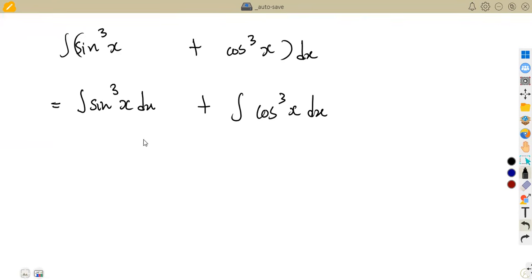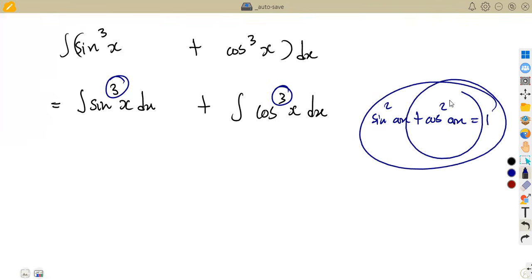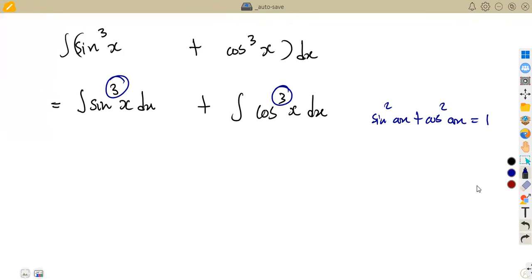So like I said, whenever you are dealing with an odd exponent, and this 3 is an odd number, we are going to use the identity sine squared ax plus cos squared ax is equal to 1. If you haven't applied this, ask yourself, am I correct? But I'm not saying you'll be wrong, for what I've taught you now.